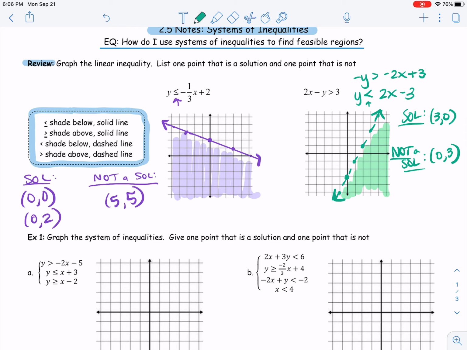All right, so that's just a quick recap. So now we're going to get to the actual system of inequalities.